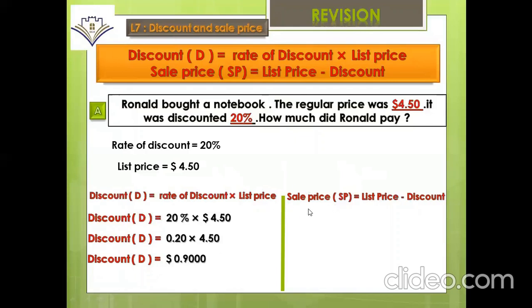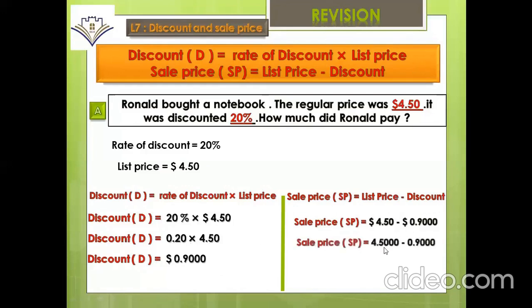You do the second step. Sell price equals list price minus discount. We have both here. List price is 4.50 minus discount, we got the discount. Then we put here two zeros to be four decimal places and four decimal places. Then we can subtract. Then the answer is $3.60. Then we get the discount and we get the sell price.